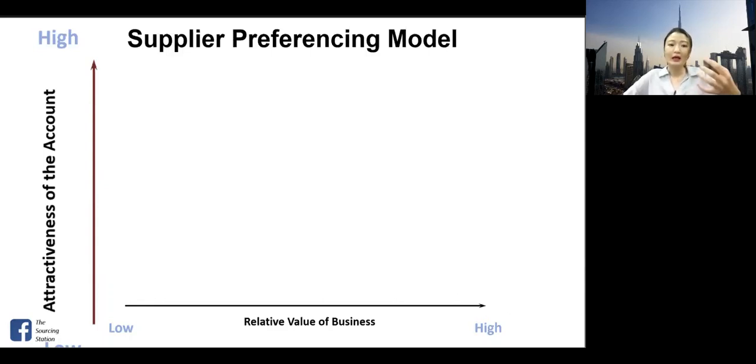Another example: say your business is very high, but there's a lot of pain to handle your account. You always have different demands for them. Your operation people are not giving their best collaboration. That would be painful for them to handle, isn't it? That means your account could be less attractive to them as well. So remember, high business volume doesn't mean you have high attractiveness.